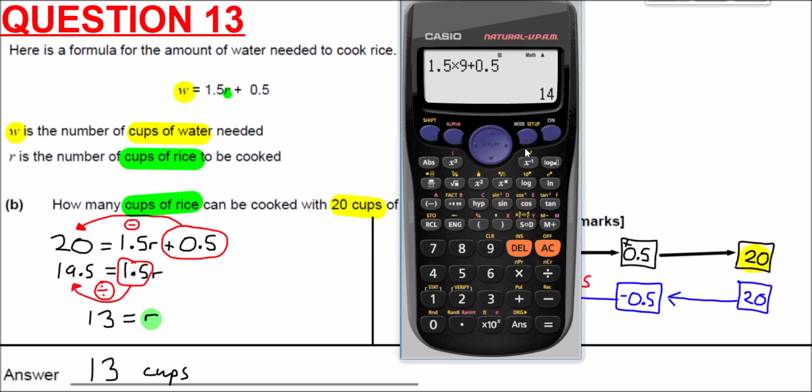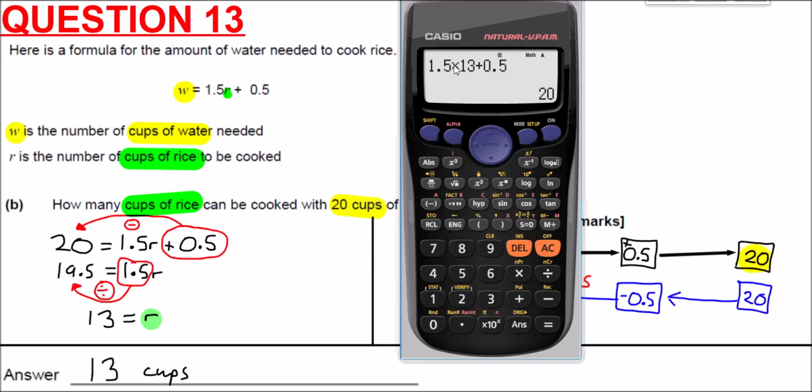Change it to a 9. 14. Still not 20, so increase again. 15.5. Still not 20. Increase again. 17. Still too small. Change the 11 to 12. It still isn't 20, but if we go one final time and try the value of 13 for R, so 1.5 times 13, then that is the value of R which works and gives us that the cups of water would be 20. So 20 cups of water, 13 cups of rice.